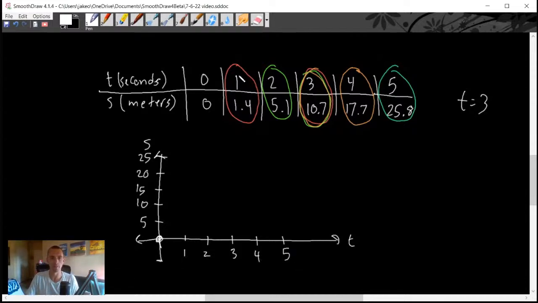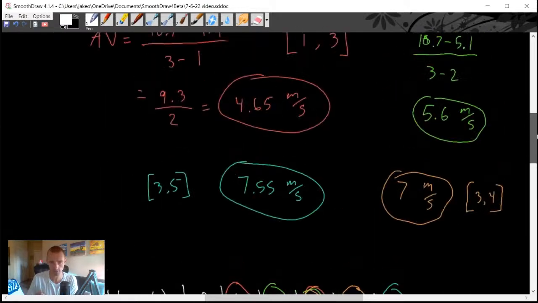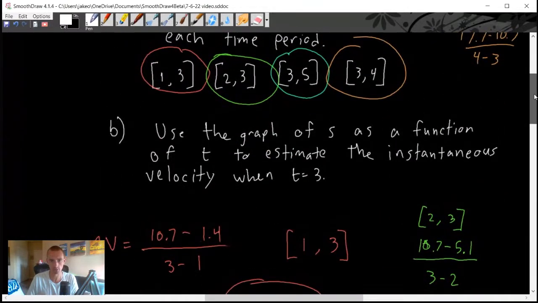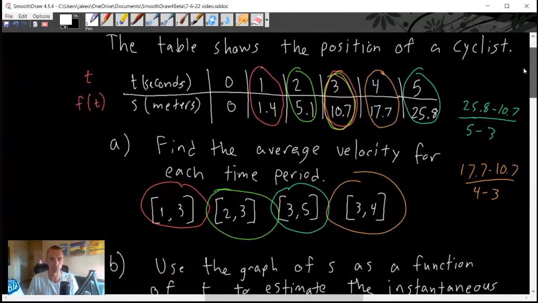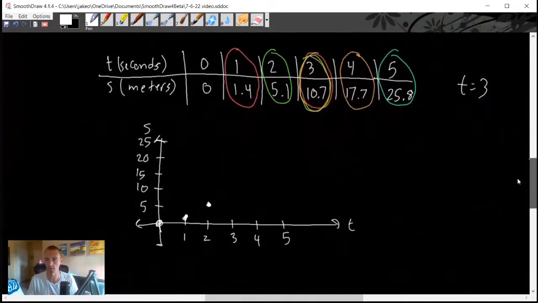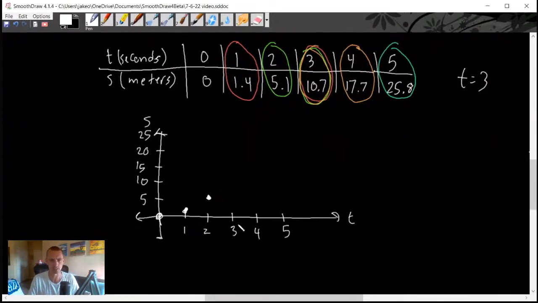Okay. Then the point 1, 1.4. So that's going to be pretty close to the t-axis down here. Then 2, 5.1. It's going to be right about there. And it really just needs to be an estimate, right? We're not going to be able to get any concrete data of the instantaneous velocity of a function just by looking at our position graph, right? That's going to be kind of hard to get exact numbers. We're really just looking for an estimate here.